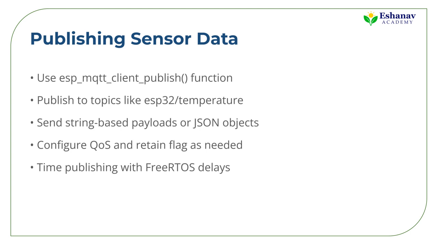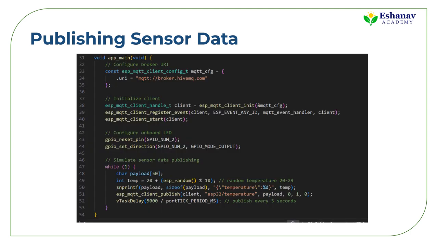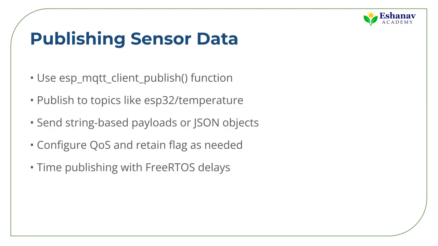Publishing data from the ESP32 to the broker is straightforward. The esp_mqtt_client_publish function takes the topic name, payload, data length, QoS level, and a retain flag. In our case, the ESP32 might publish temperature values to ESP32/temperature every 5 seconds. Payloads can be simple strings like 23.5 or structured JSON objects such as {"temp": 23.5, "unit": "C"}. The retain flag ensures that new subscribers immediately receive the last published value, which is useful for status updates.